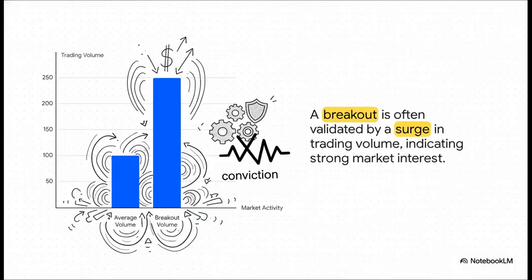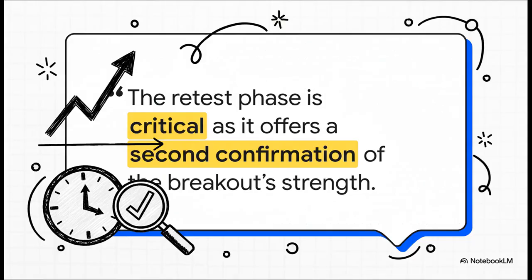Now here's a pro tip for telling a real breakout from a fake one. Check the volume. A legit, powerful breakout is almost always backed by a big spike in trading volume. It tells you there's real money and conviction behind that move, not just a bunch of noise. And this really is the heart of it all. The name of the game is patience. Yeah, the breakout is exciting, it gets your attention, but it's the retest that gives you confidence. It's like the market is tapping you on the shoulder and saying, hey, this move is for real.